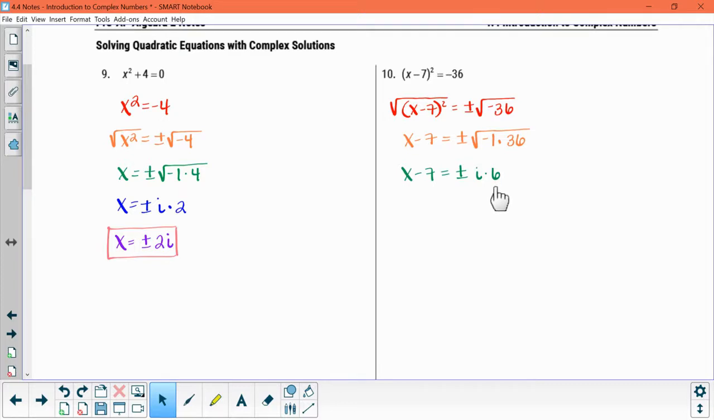And I'm going to add 7 to both sides of this equation because I want x to be by itself. So I'm going to get x equals 7 plus or minus 6i. And yes, I rewrote this because we should write the 6 in front of the i.